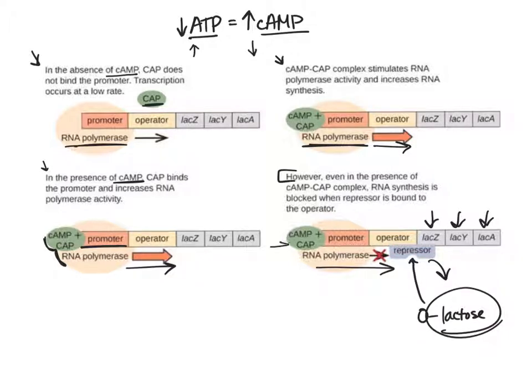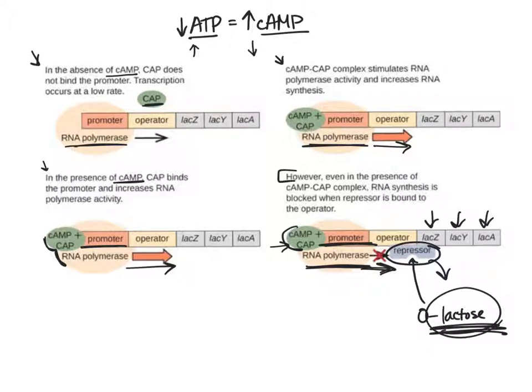So even if we have low amounts of ATP, which means we have high amounts of cAMP, then we have high amounts of this cAMP plus CAP complex, it will attach to the promoter. It will allow RNA polymerase to attach to this operon more easily or more tightly, but it can't go anywhere because we don't have lactose. So if we don't have lactose, this repressor is still present, which is blocking the path for RNA polymerase. So we have to have all of these things coming together perfectly in order for it to work, which of course it will if the situation is present.